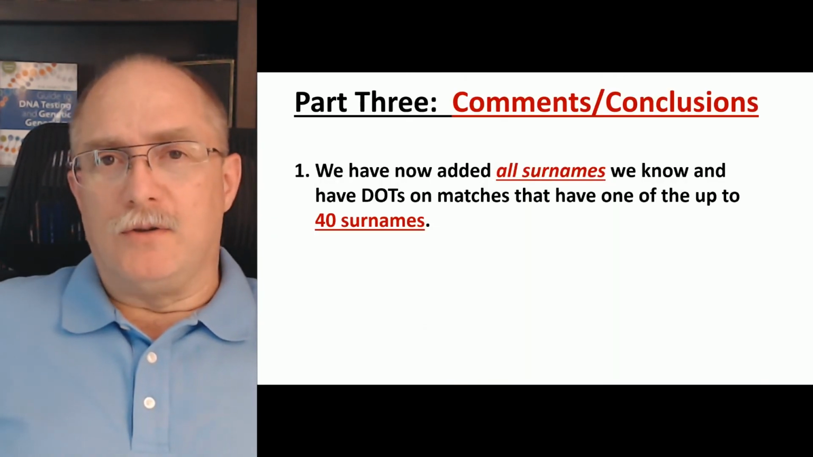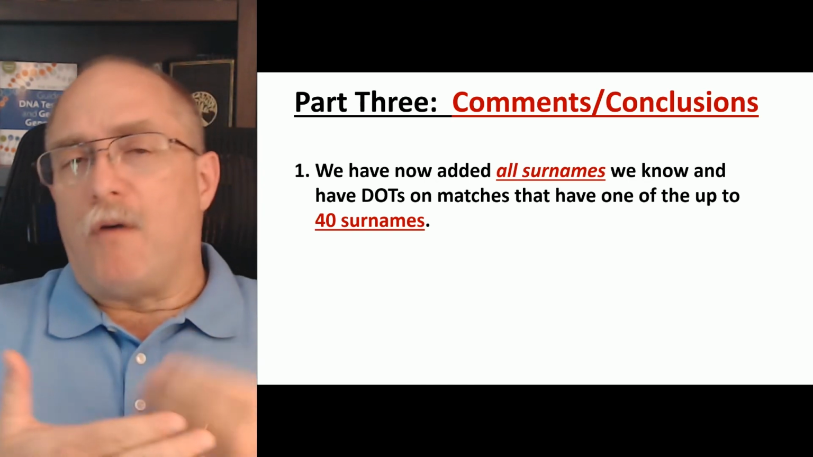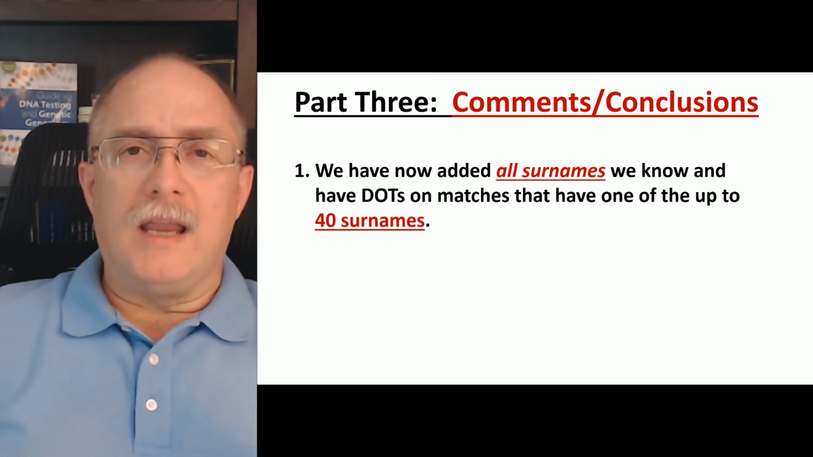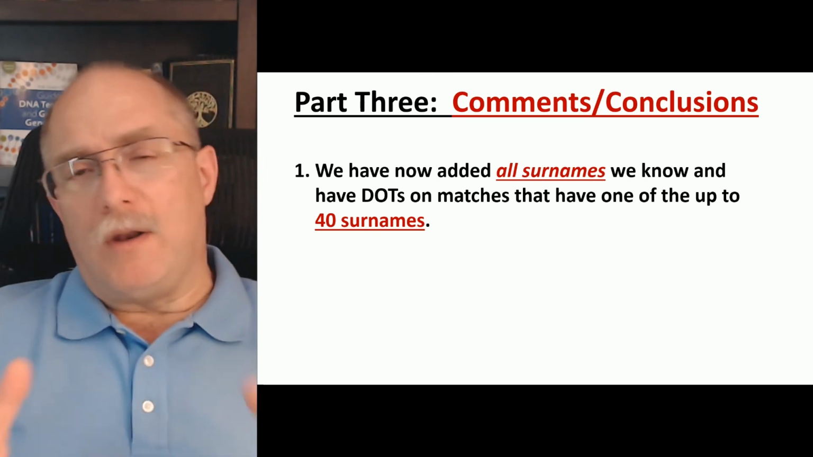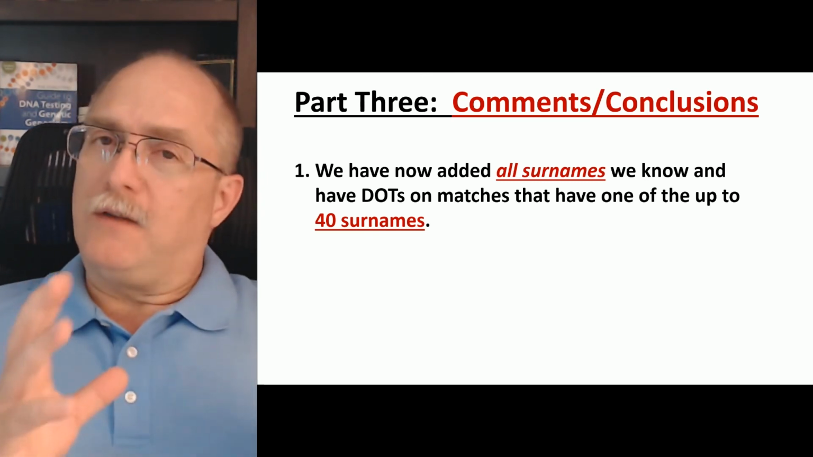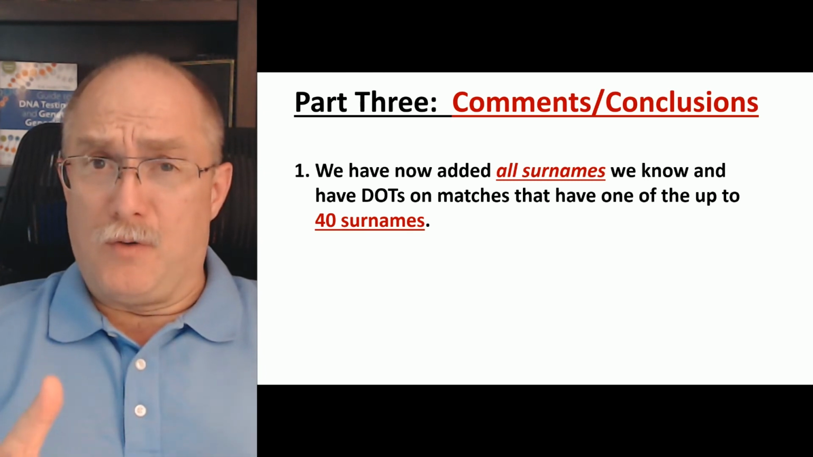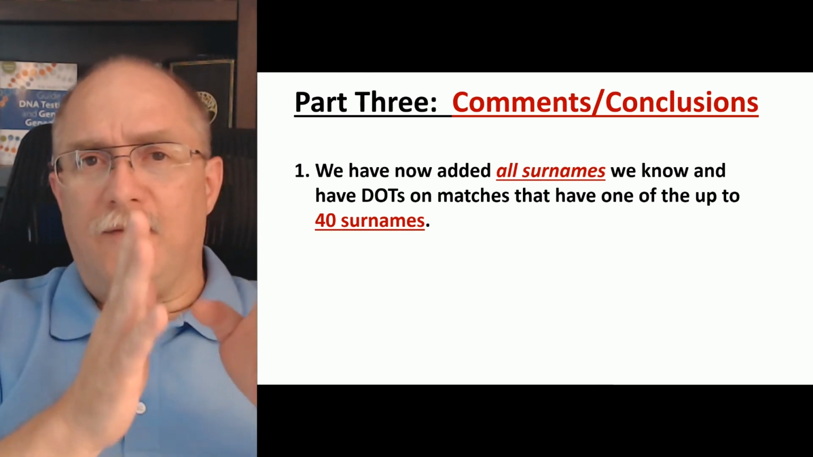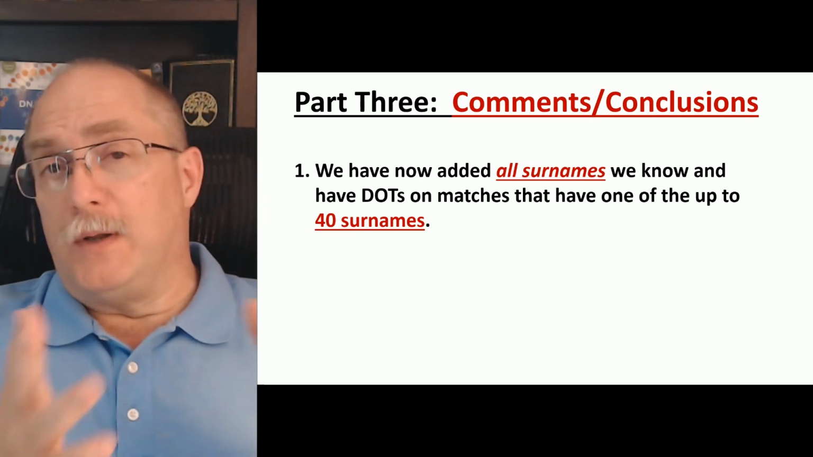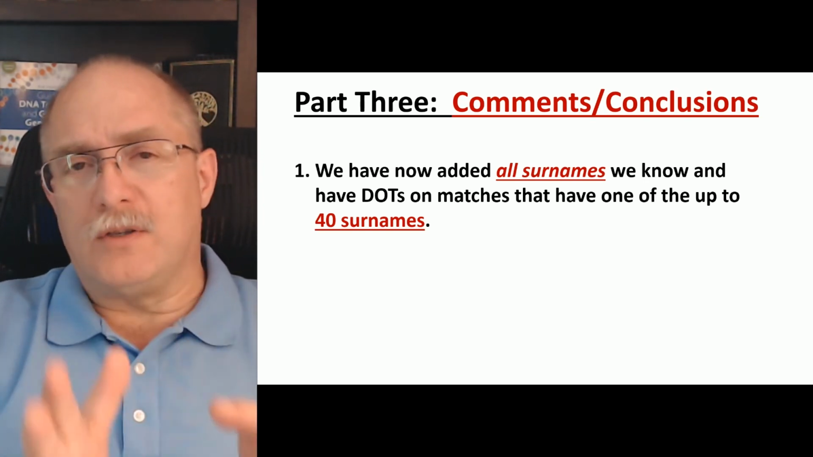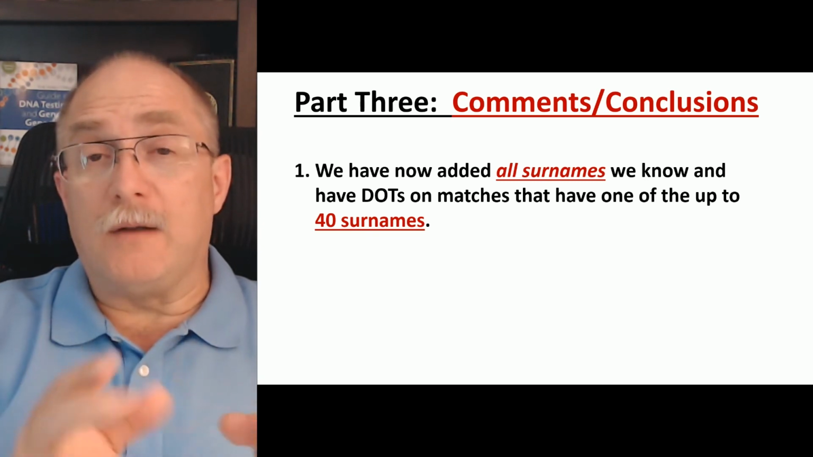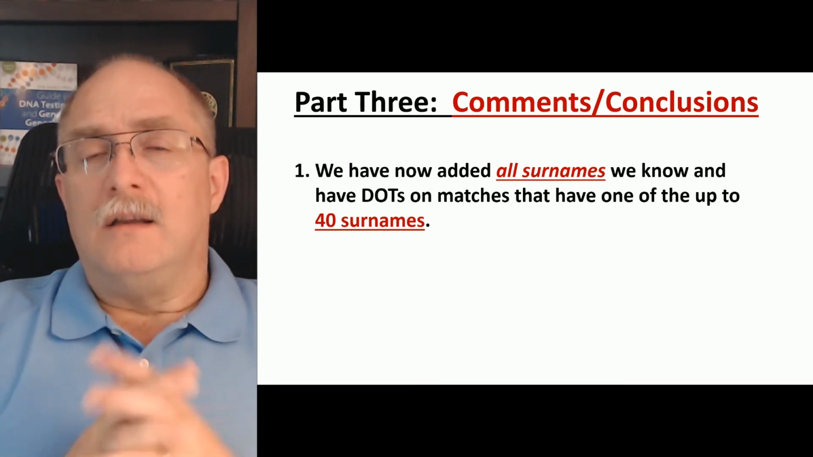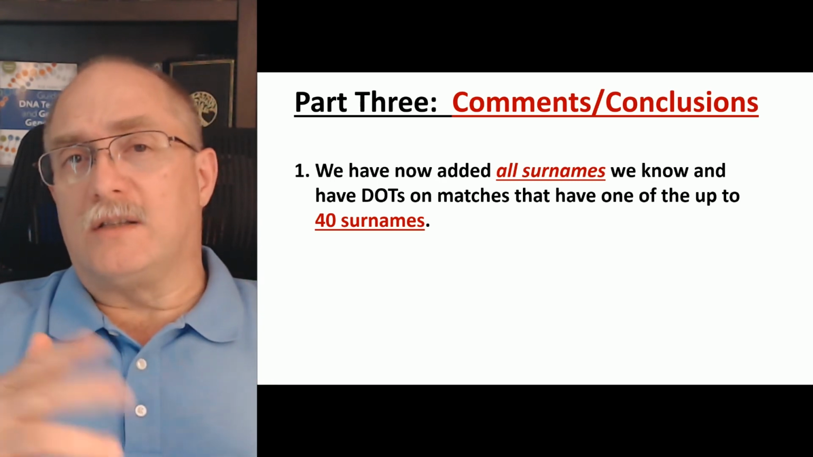Part 3, conclusions. We now have all 40 dots that we can have. We have all the surnames that we can add. Now again, if you don't have them all, that's okay. You set the format up the way I show it on here, and when you gain those names, you can add that, fill in that name. I would suggest putting an unknown or question marks there, something that represents that you don't know that name yet. But you still add the dots if you have the other name.